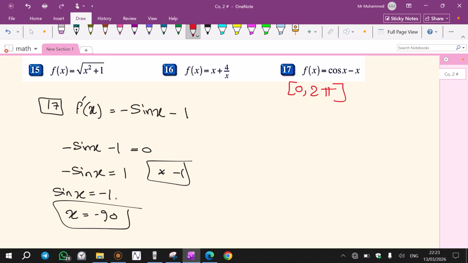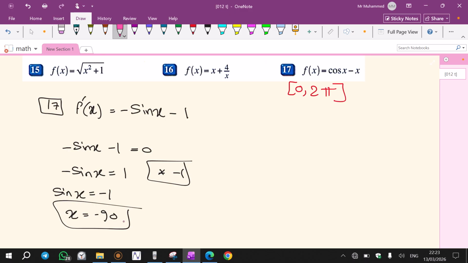Now I want sine to be negative 1. You can memorize this. Sine of 0 is 0. Sine of 90 is 1. Sine of 180 is 0. Sine of 270 is negative 1. If you know this, that would be good. If you don't know, there's another way using a calculator. This is called the test method, all right?